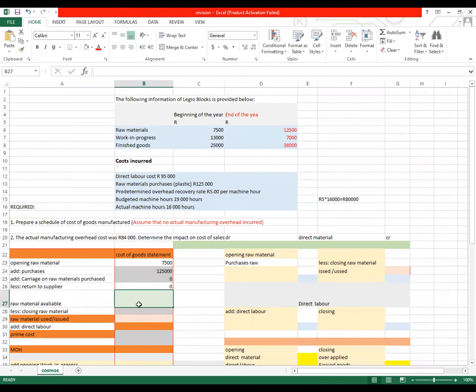The formula to calculate the raw material available. How much is our total? 200,000. Sir, how did you get that? Opening plus purchase. Opening plus purchase, right? Yes.